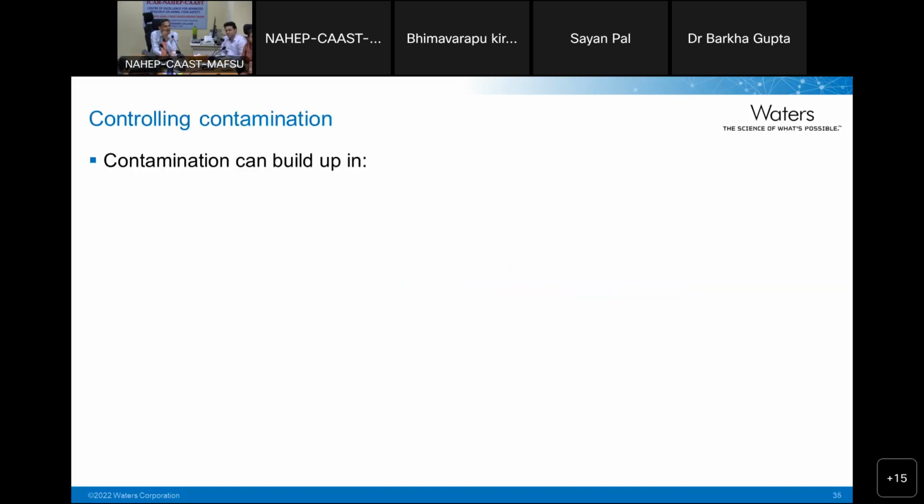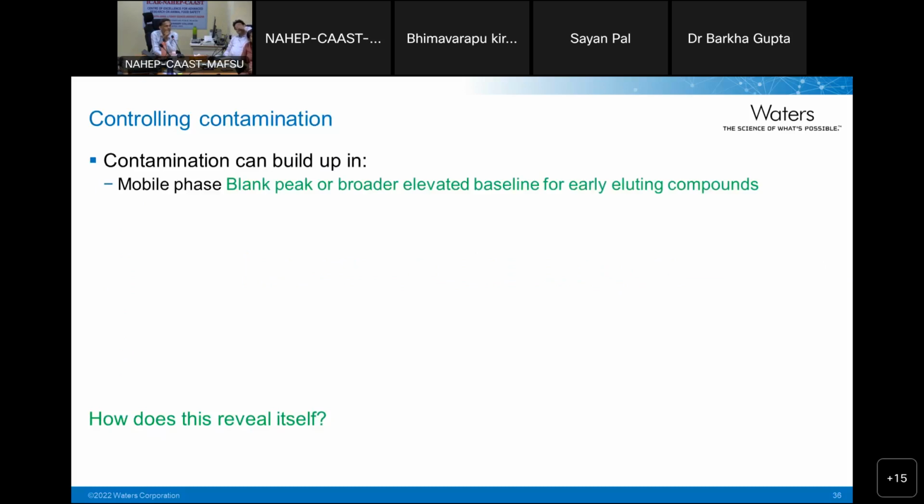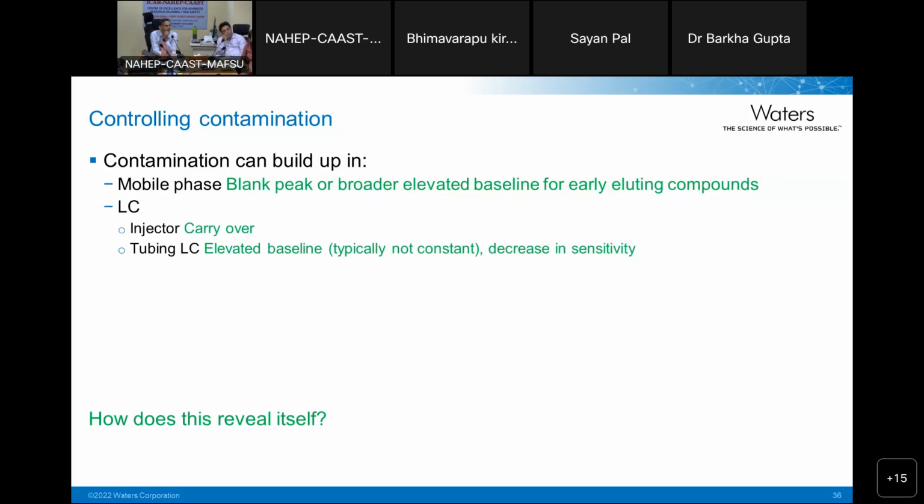Instrument contamination can build up in the mobile phase, LC, injector. These are all the places where you can have the contamination. How does it reveal itself? If you have contamination in the mobile phase, you have blank peaks or broader and elevated baselines. If it is in the LC, it could lead to carryover. If it is in tubings, it could lead to higher baselines and decrease in sensitivity. The columns can also lead to baseline issues and sensitivity issues.